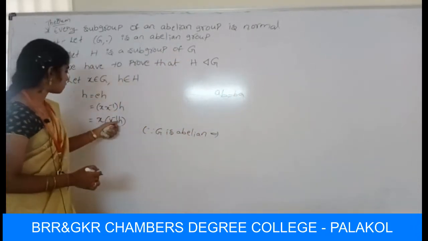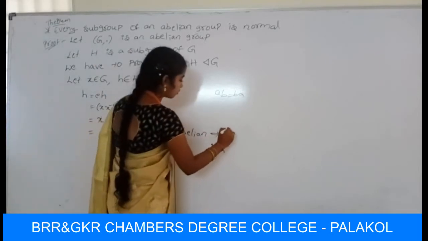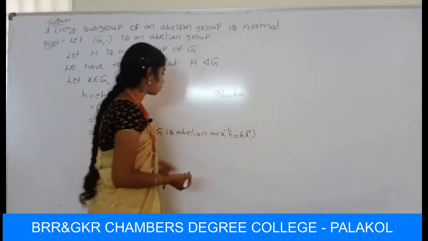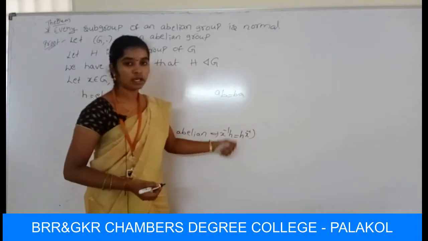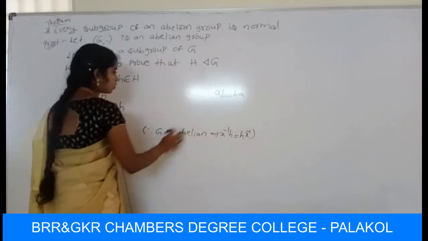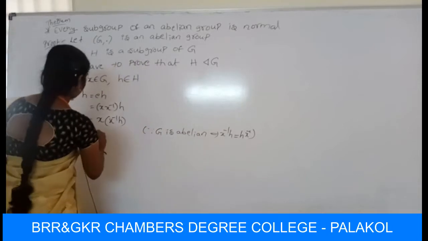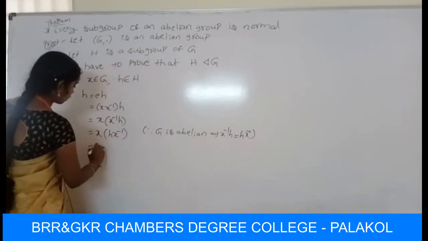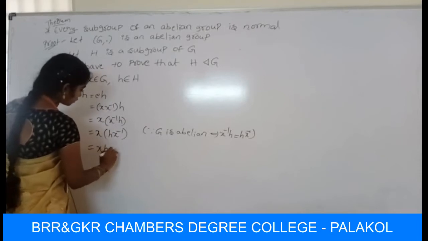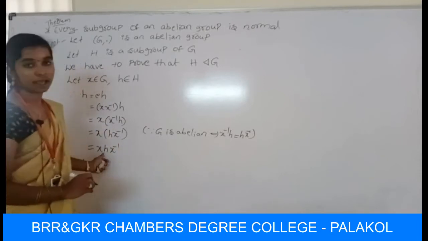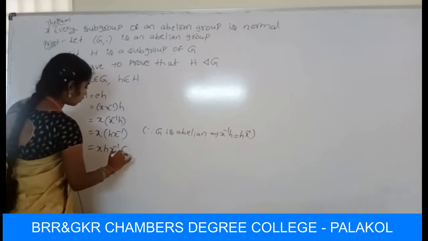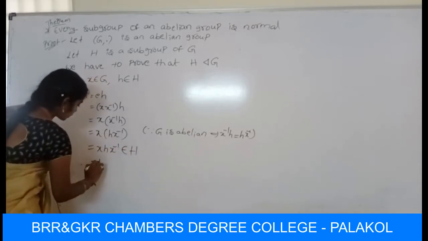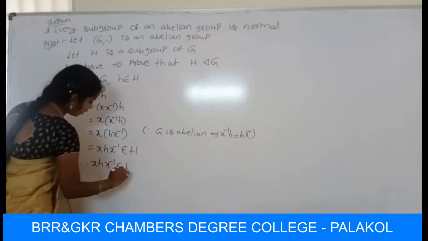So X inverse H can be written as H X inverse. G is abelian, so X inverse H equals H X inverse. X into H X inverse equals H X X inverse. So X X inverse, we already know, belongs to H.